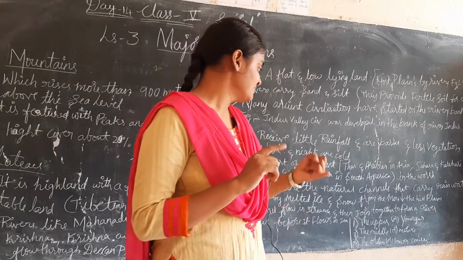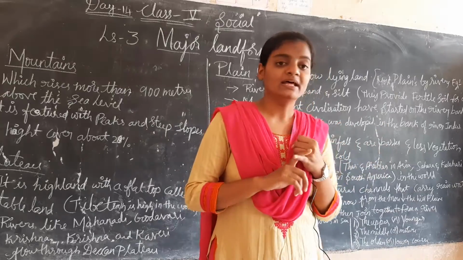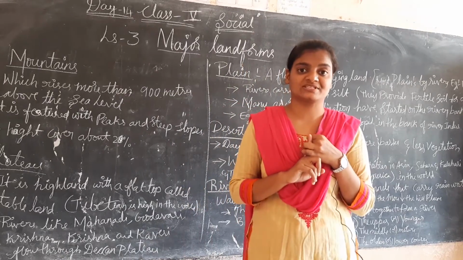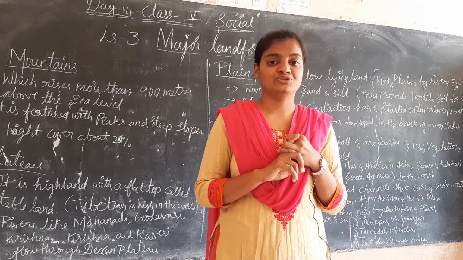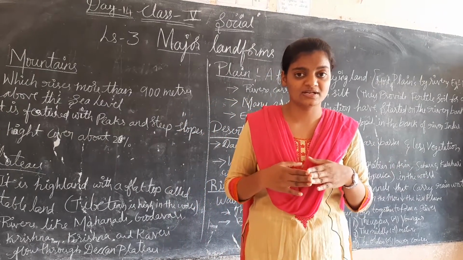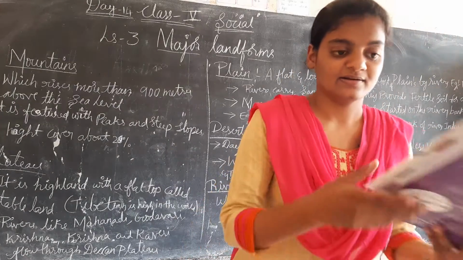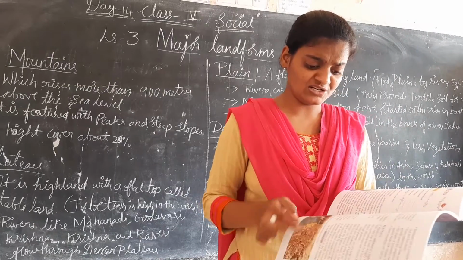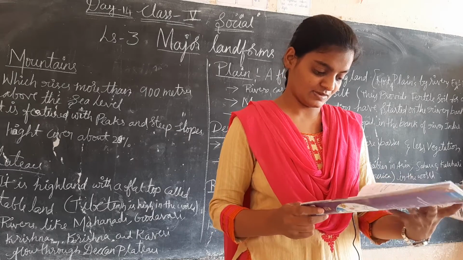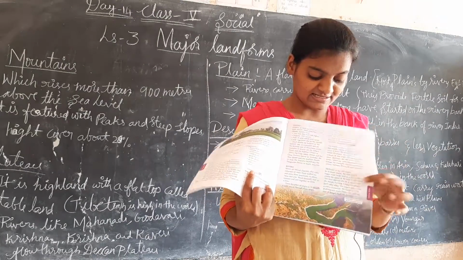Those 3 stages are: the first one is the upper or younger course, the second one is the middle or mature course, and the third one is the lower or older course. If you open the textbook, it is clearly written. See children, open page number 237. Here it is mentioned clearly.